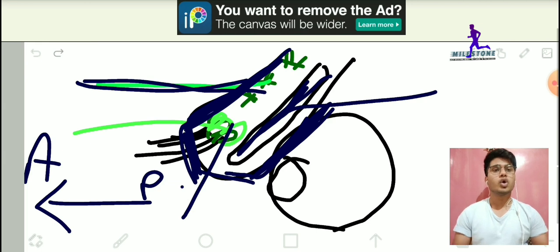Now some also call internal hordeolum a stye. Some authors mention that stye has two types, external hordeolum and internal hordeolum. But in general, when we say external hordeolum, we mean stye and not internal hordeolum. So these glands of Zeis are on the outermost side. That's why it is called external hordeolum.